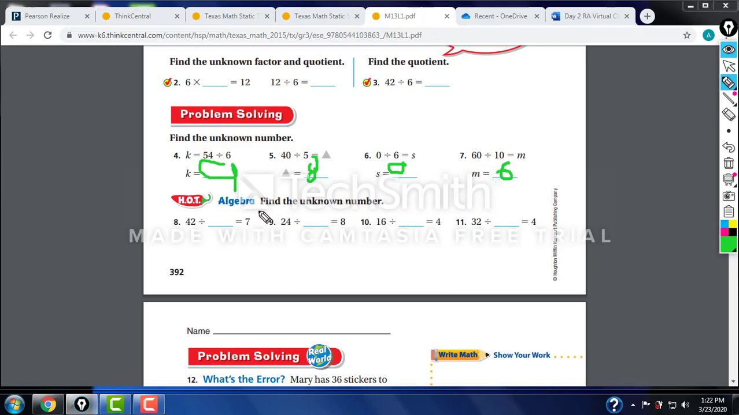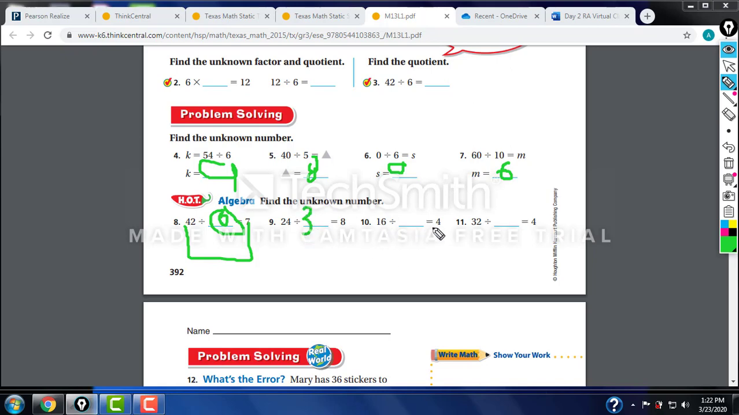So here we're looking at algebra. Find the unknown number. We're looking for this number right here. And we know that what factor do we need to multiply 7 with to get 42? And your answer is 6. Again, 24. What factor do we need to multiply 8 with to get 24? And your answer should be 3.